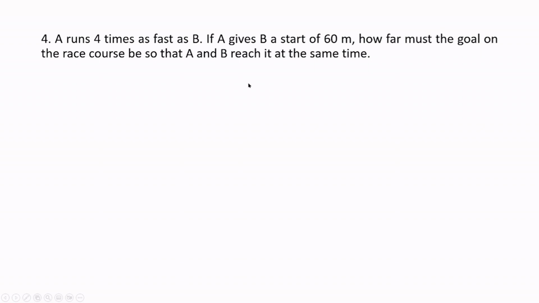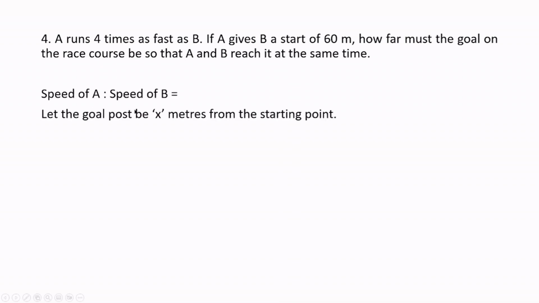And now we will see other questions on races and games. A runs 4 times as fast as B. If A gives B a start of 60 meters, how far must the goal on the race course be so that A and B reach it at the same time? So here we can find the ratio of speed of A to B. A is to B is 4:1, and it is also given A gives B a start of 60 meters. We have to find the distance of the race course so that A and B reach it at the same time.